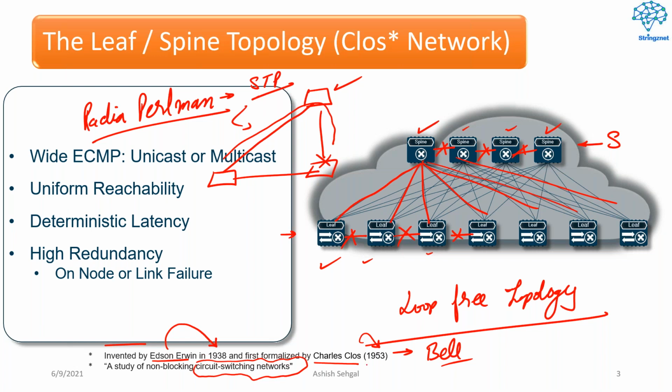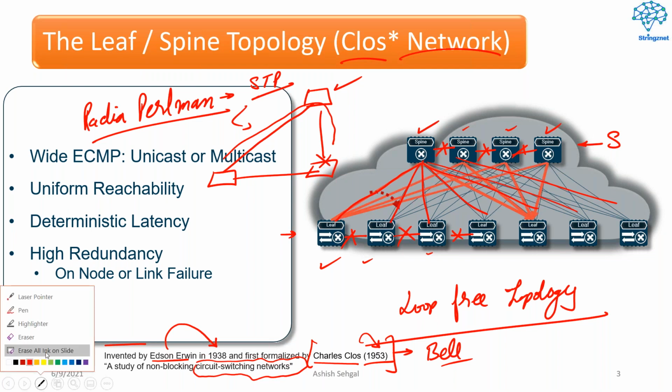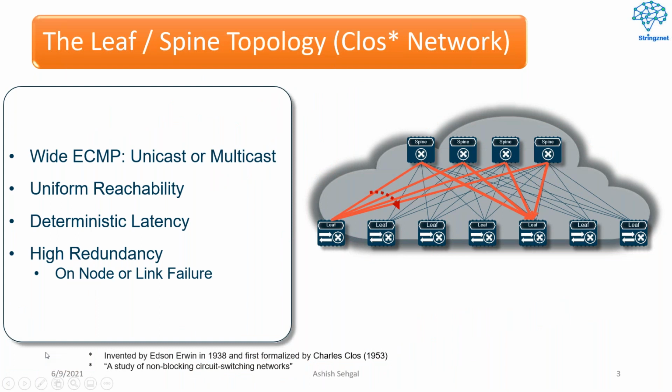By the name of gentleman Charles Clos, who formalized this particular topology in the year 1953, it is also known as Clos architecture. But commonly well known to us is leaf and spine topology, which in itself is meaningful. Okay, if I clean this, you can see how they are connected.